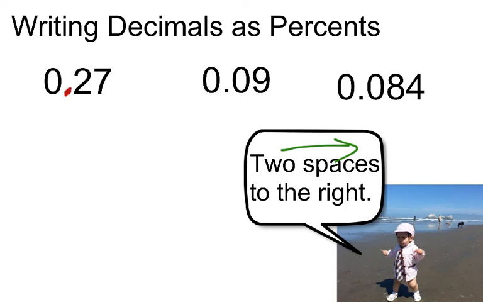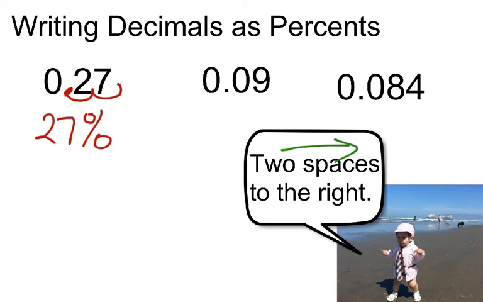Again, always start at the decimal. So we start at the decimal, and then we move to the right. To the right. Not left, but right. And then we write a percent sign after it. So in this case, we have 27%.